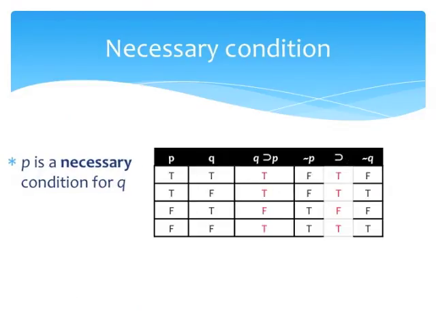Now, as this table shows, if Q then P is equivalent to if not P then not Q. So this gives us another way of expressing P is a necessary condition for Q. Okay, this is all for now.